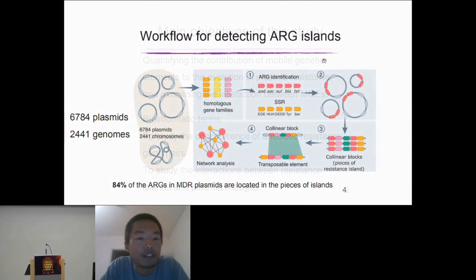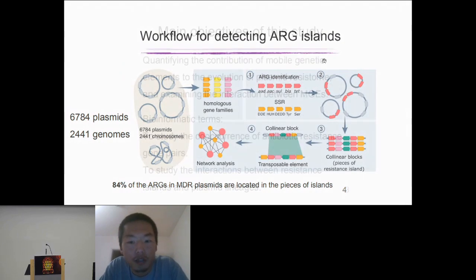I build gene families. I identify the ARGs and the SSRs, and I search in the plasmid genomes for conserved collinear blocks, the conserved genetic neighborhoods, which contain pairs of significantly co-occurring ARGs. In this way, I first find my potential objects and align those conserved collinear blocks to transposable elements. And I perform a network analysis to analyze the process of resistance island assembly.